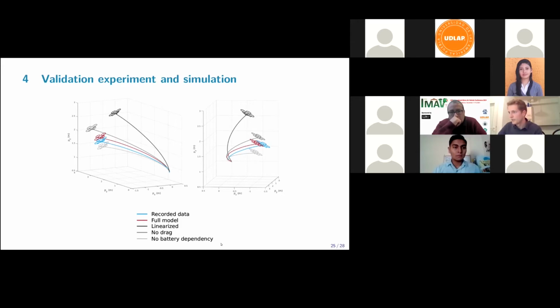And lastly, if we neglect the battery dependency, so we assume that the battery voltage is equal to the nominal voltage, then in this experiment, the battery voltage was higher. And so the no battery dependency approximation actually underestimates the generated thrust, which makes the simulation end up lower than the actual measured data.